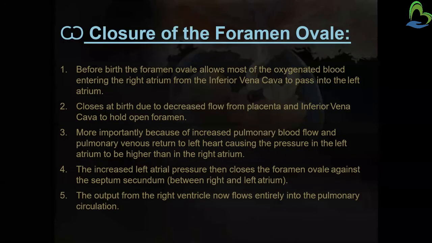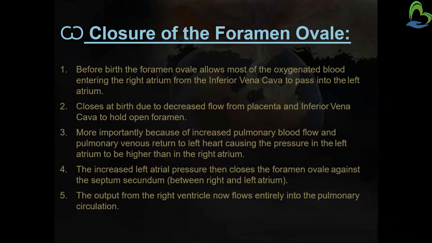More importantly, because of the increased pulmonary blood flow and pulmonary venous return to the left heart, the pressure in the left atrium becomes higher in comparison to the right atrium. We already discussed this in the previous slide. So the blood flow is increased into the left side compared to the right side. The increased left atrial pressure then closes the foramen ovale against the septum secundum, between the right and left atrium.